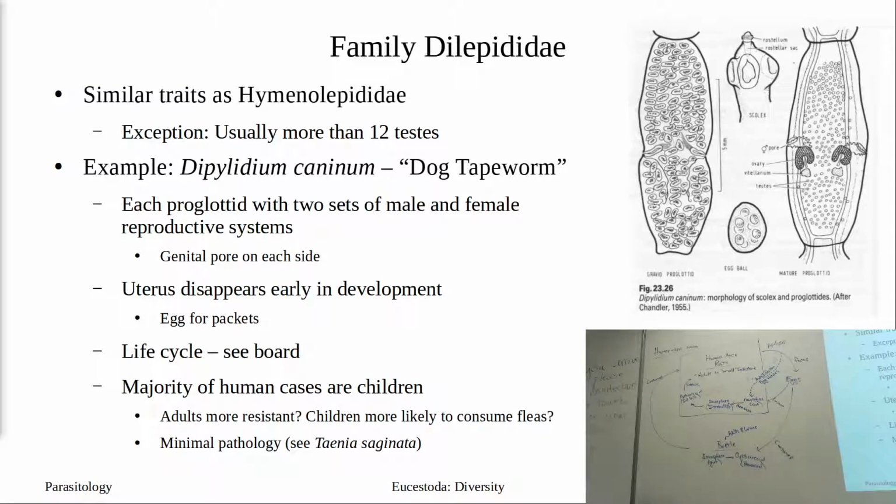All right. Our last family, Dipylidium. This family is similar in traits to Hymenolepis, the exception being that they usually have more than 12 testes. And we do have one in our lab, called Dipylidium caninum, which is the dog tapeworm.